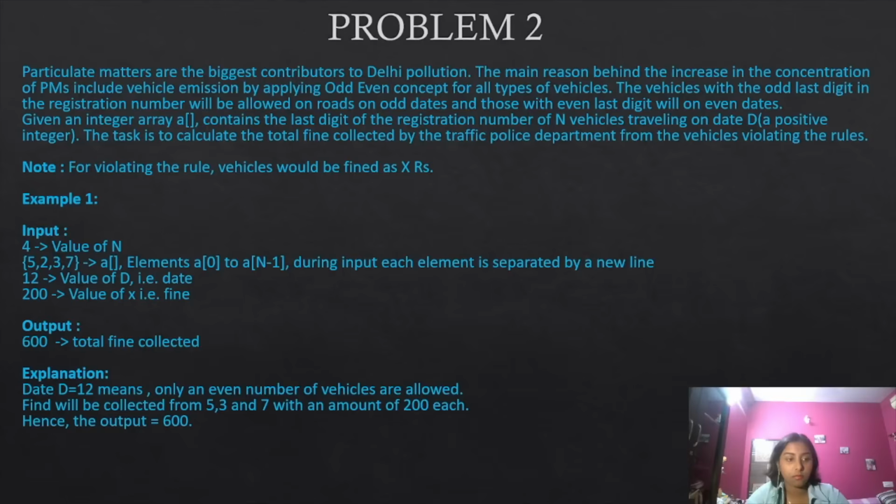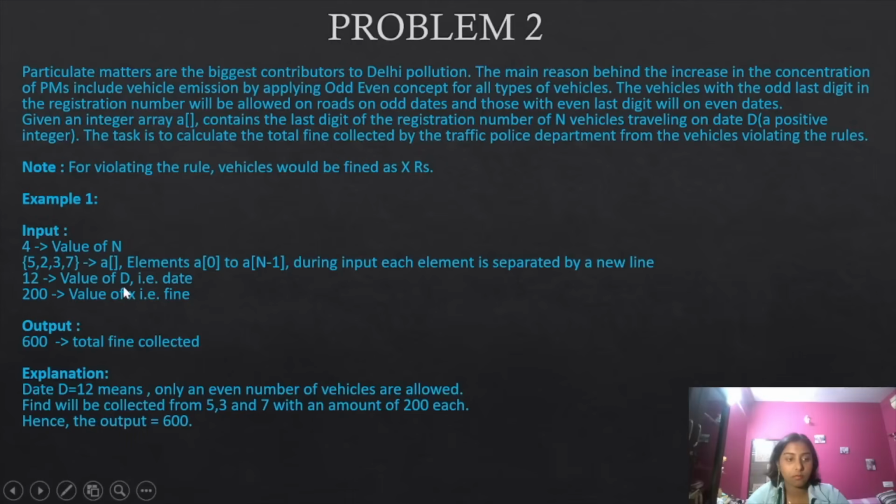What is your input format? First, the input format given is, first line would be the value of n, that is the size of my array. After that, I will take the array elements as input, 5, 2, 3, 7. These array elements are what? The last digit of your number plate of your car. So from 0 to n minus 1, each input separated by new line. Okay, it will be separated by new line. It's mentioned in the question.